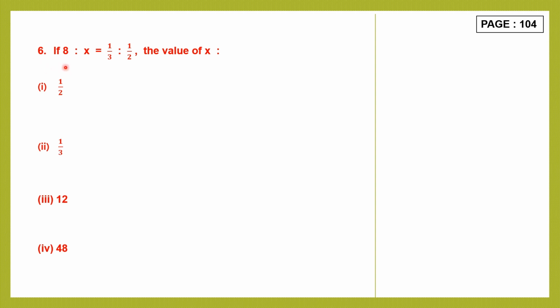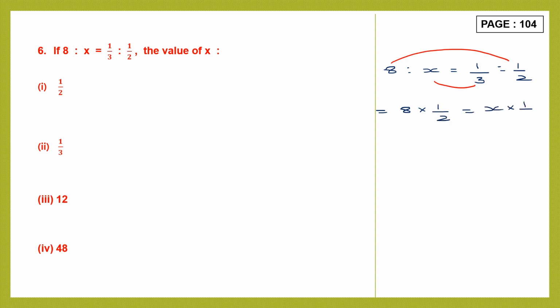Question 6. If 8 is to x is equal to 1 by 3 is to 1 by 2, what is the value of x? So let's work this out. So this is 8 is to x is equal to 1 by 3 is to 1 by 2. So here again, let's say product of extremes is equal to product of means. So this will be equal to 8 into 1 by 2 is equal to x into 1 by 3.